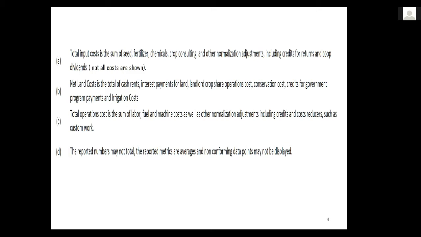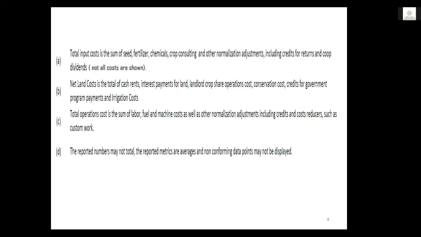Operations costs are a sum of labor, fuel, and machine cost as well as other normal credit and cost reducers. And what we're trying to do here is get the category to be comparative, even though the individual line items may not be.